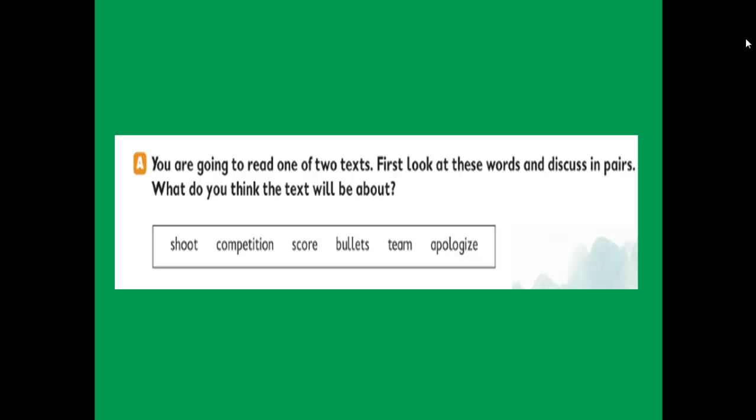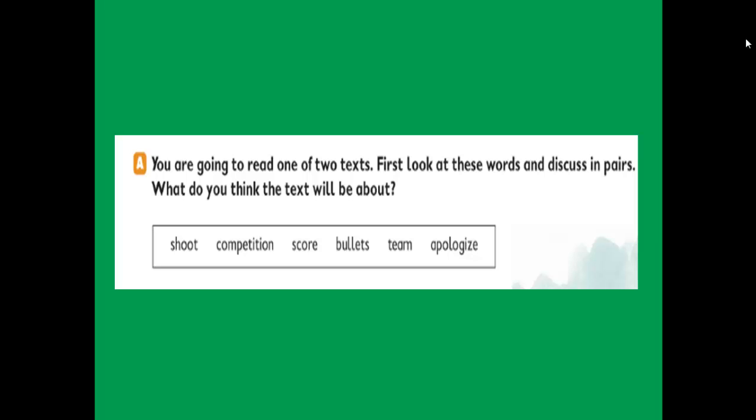Practice number A. You are going to read one of two texts. First, look at these words and discuss in pairs. What do you think the text will be about? Here we have a box, and in this box we have 6 words. They are shoot, competition, score, bullets, team, and apologize. Let's begin talking about these words.